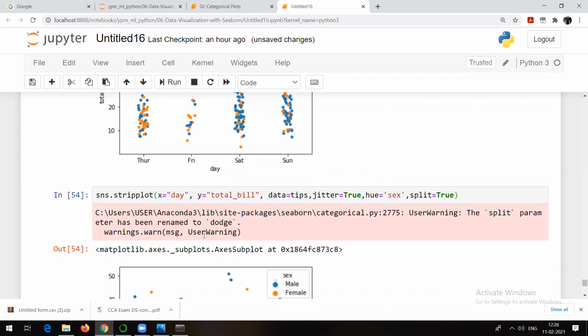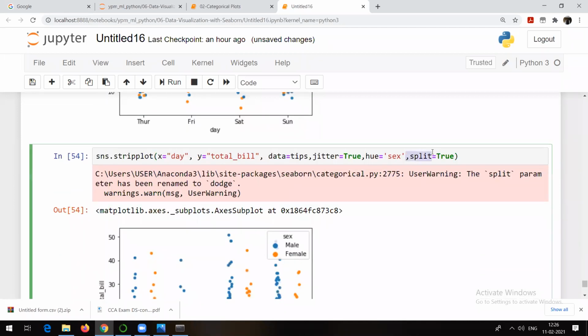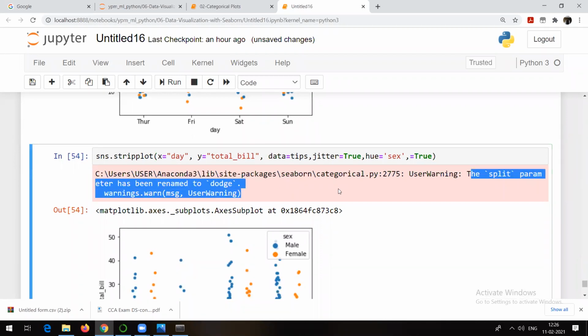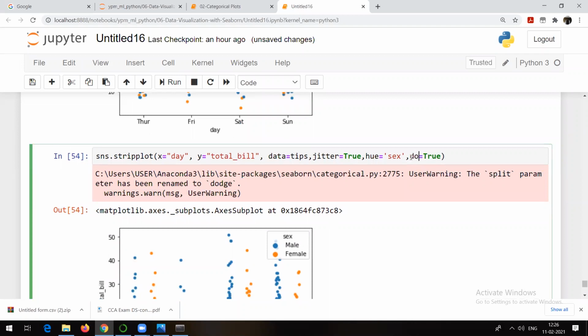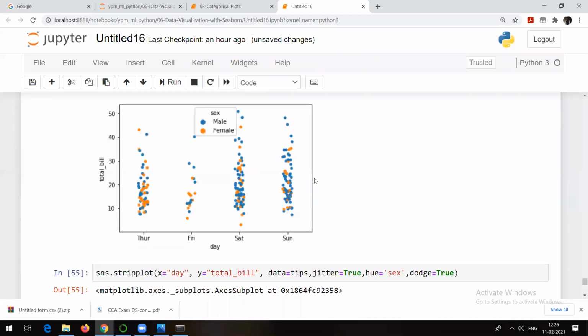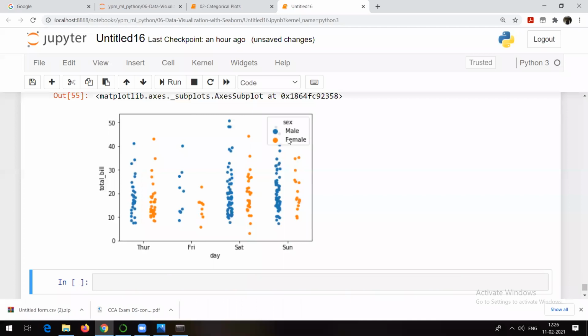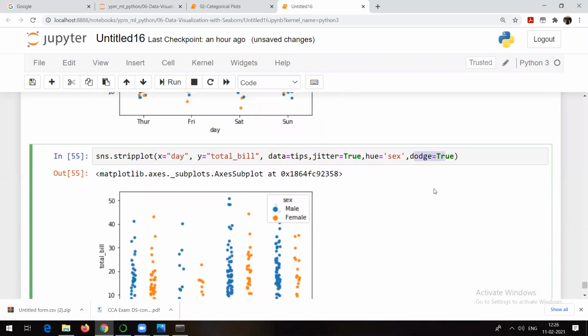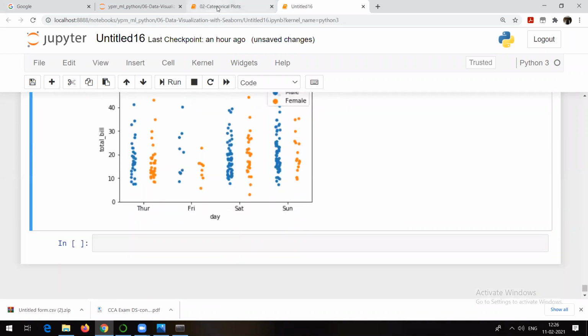The split parameter. Okay, it is just giving me a warning that the split parameter has been renamed to dodge. So it is giving me the output, but still it is showing me a warning. What if I do not want this warning? I will go and make it dodge equal to true, and now you will not be able to see the warning. So same graph, but now it is separated according to the hue parameter, male and female. Right, so that is because of this split or dodge. Earlier it was called split.